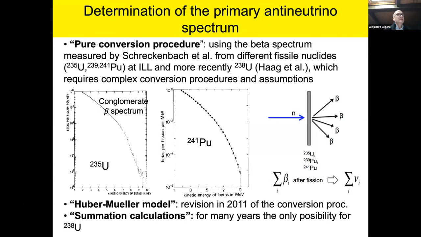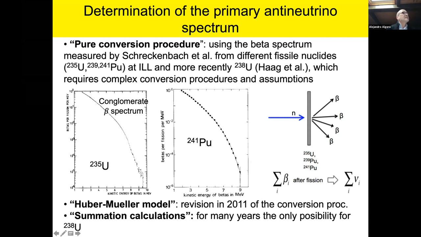Well, for those experiments, it is important to determine the primary antineutrino spectrum. And actually, there are very few alternatives for doing that. I mention here 3, but in reality, 2 are very interconnected. So one is the so-called pure conversion procedure that is based on measurements that were performed at the ILL reactor in the 80s and 90s, and what they did was to bombard a thin target of fissile materials and to detect the cumulative beta spectrum that is produced after fission. And later, using complex conversion procedures and assumptions, they converted that beta spectrum into antineutrinos.